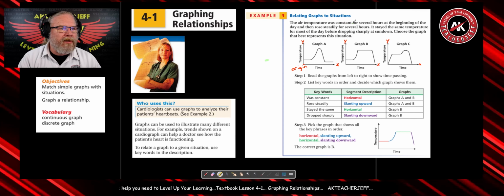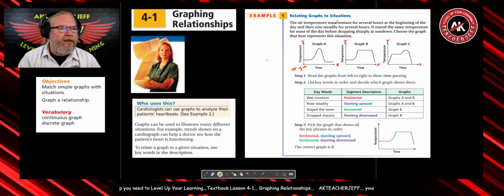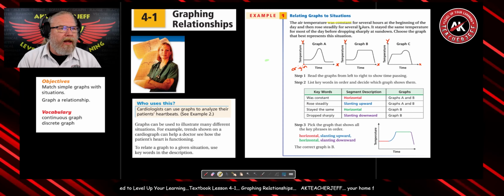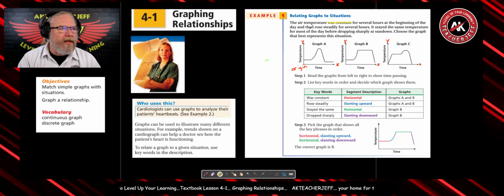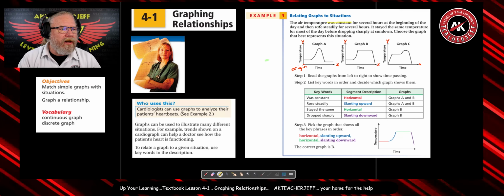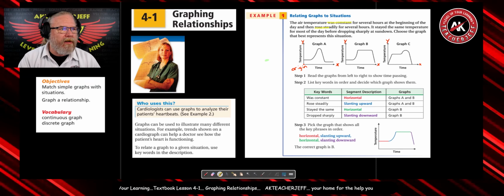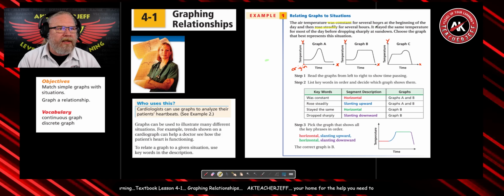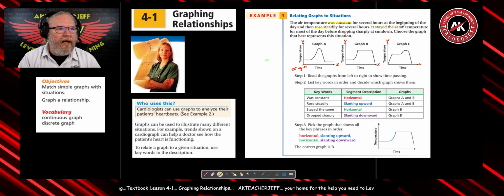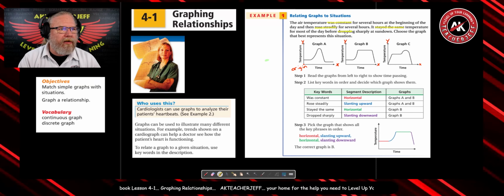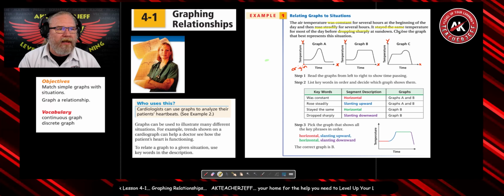So the air temperature was constant for several hours. So "was constant," that is some keywords right there. And at the beginning of the day, and then rose steadily. So "rose steadily," here's some keywords right there. It stayed the same temperature. "Stayed the same" is key for most of the day before dropping sharply. "Dropping sharply" is also key at sundown.